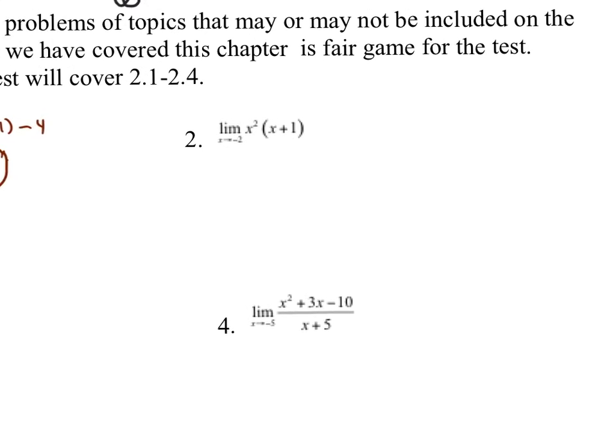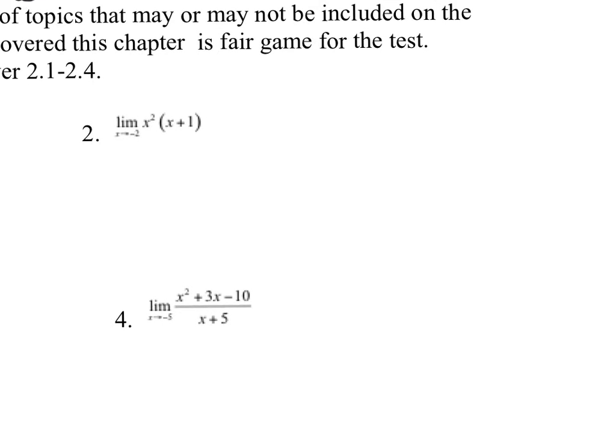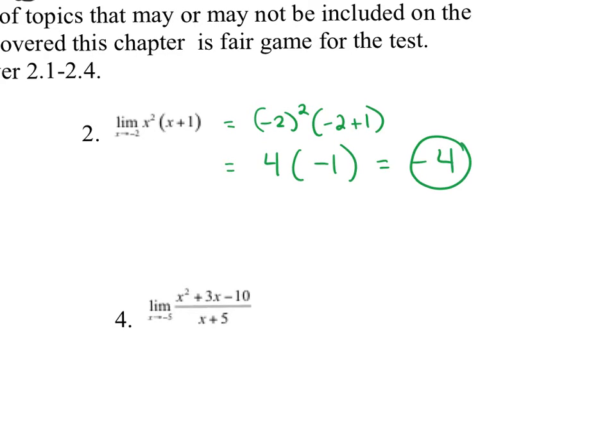Let's look at number 2. This is the limit as x approaches negative 2 of x squared times x minus 1. Same strategy. I'm going to plug in negative 2. So negative 2 squared times negative 2 plus 1. I feel pretty good about this. There's no denominator. So that's going to be 4, and that's going to be negative 1. So when I take their product, I get negative 4. Okay. So first two, pretty straightforward so far, nothing crazy. We just plug them in, we get our limit.